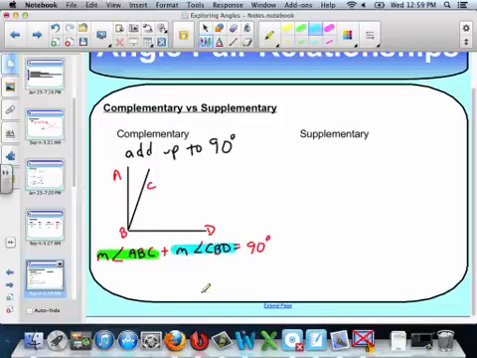Guys, you got to train your brain differently. Just because we see letters doesn't mean they are variables. In geometry, your variables are the objects. Angle ABC is our object. That's the variable. CBD is the object. That's the variable. So again, just training your brain differently.